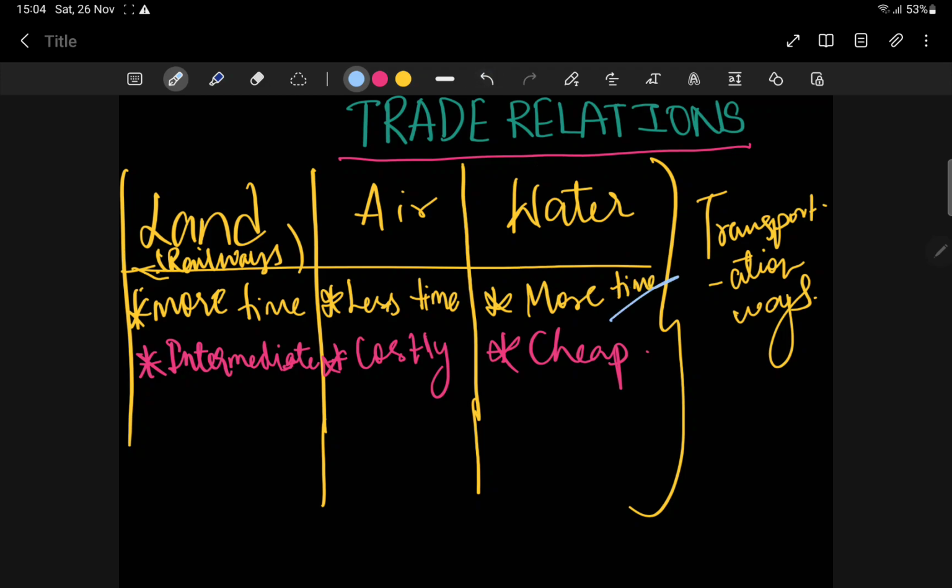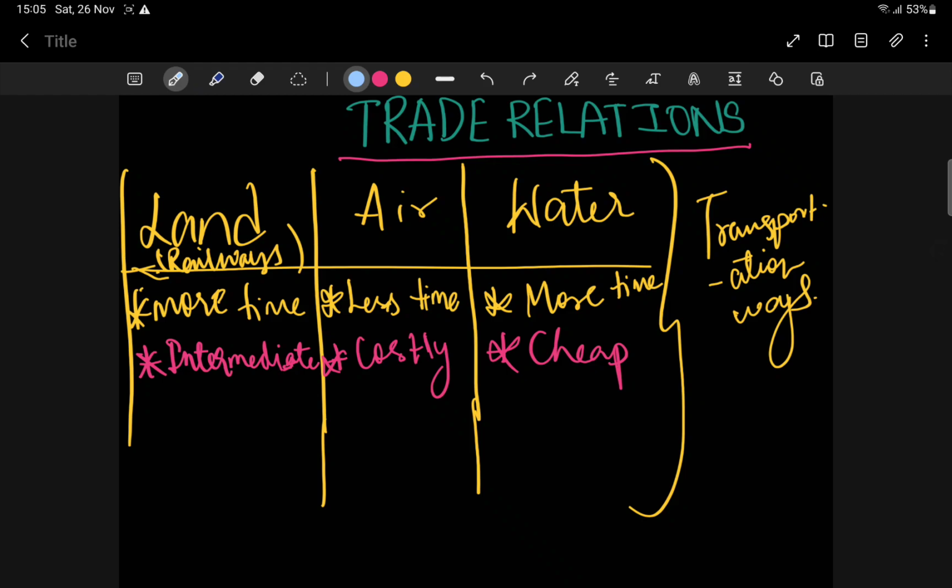Although it is taking more time, here it is very cheap. Instead of spending a lot of cost to go in less time, we can just opt for the cheapest one. And although it takes more time, there is no change in that, because in trade, instead of sending it 10 days later, you can just send it 10 days before.